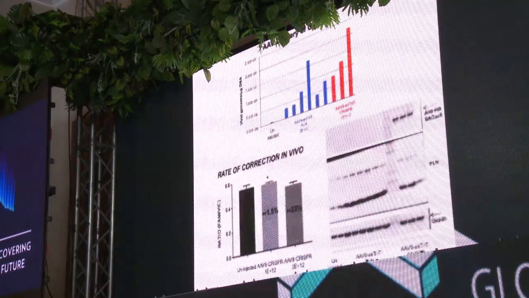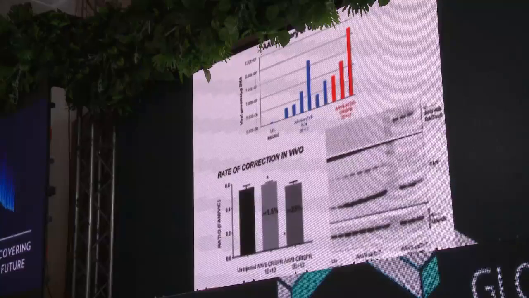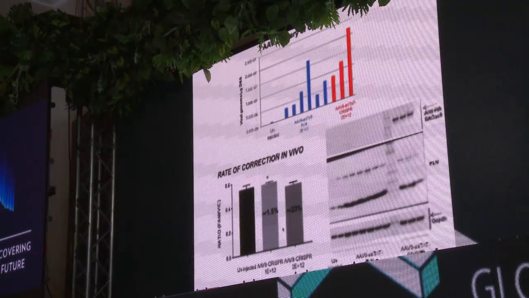And what we found was that we're able to get 23% correction. So 23% of the cardiac cells corrected with this strategy. This is about what we find. And by doing so, we're able to correct the mutation, the phenotype.